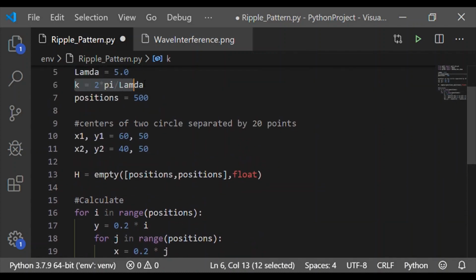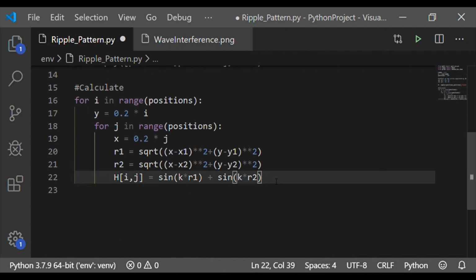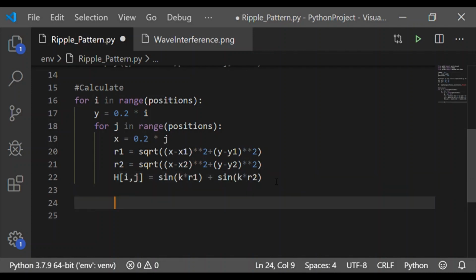And again, to recollect, k is 2 pi by lambda, and lambda is 5, and we have taken amplitude as 1, and it is ignored in this formula.